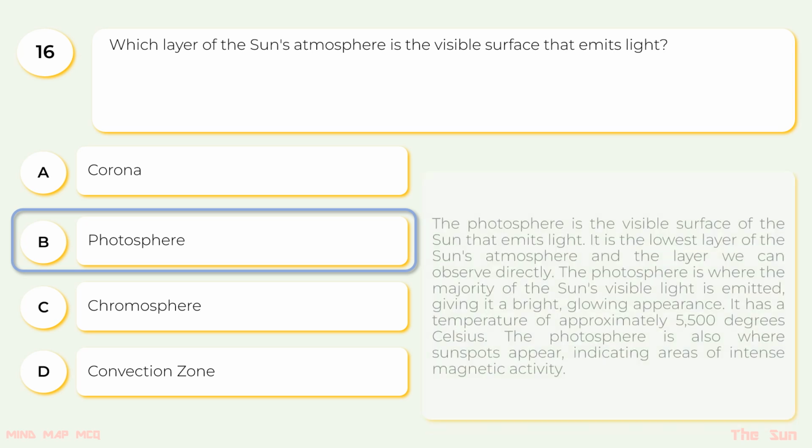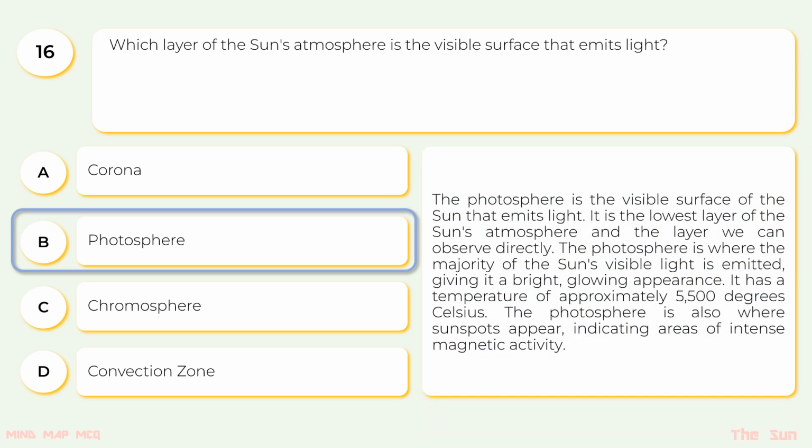Photosphere. The photosphere is the visible surface of the sun that emits light. It is the lowest layer of the sun's atmosphere and the layer we can observe directly. The photosphere is where the majority of the sun's visible light is emitted, giving it a bright, glowing appearance. It has a temperature of approximately 5500 degrees Celsius. The photosphere is also where sunspots appear, indicating areas of intense magnetic activity.